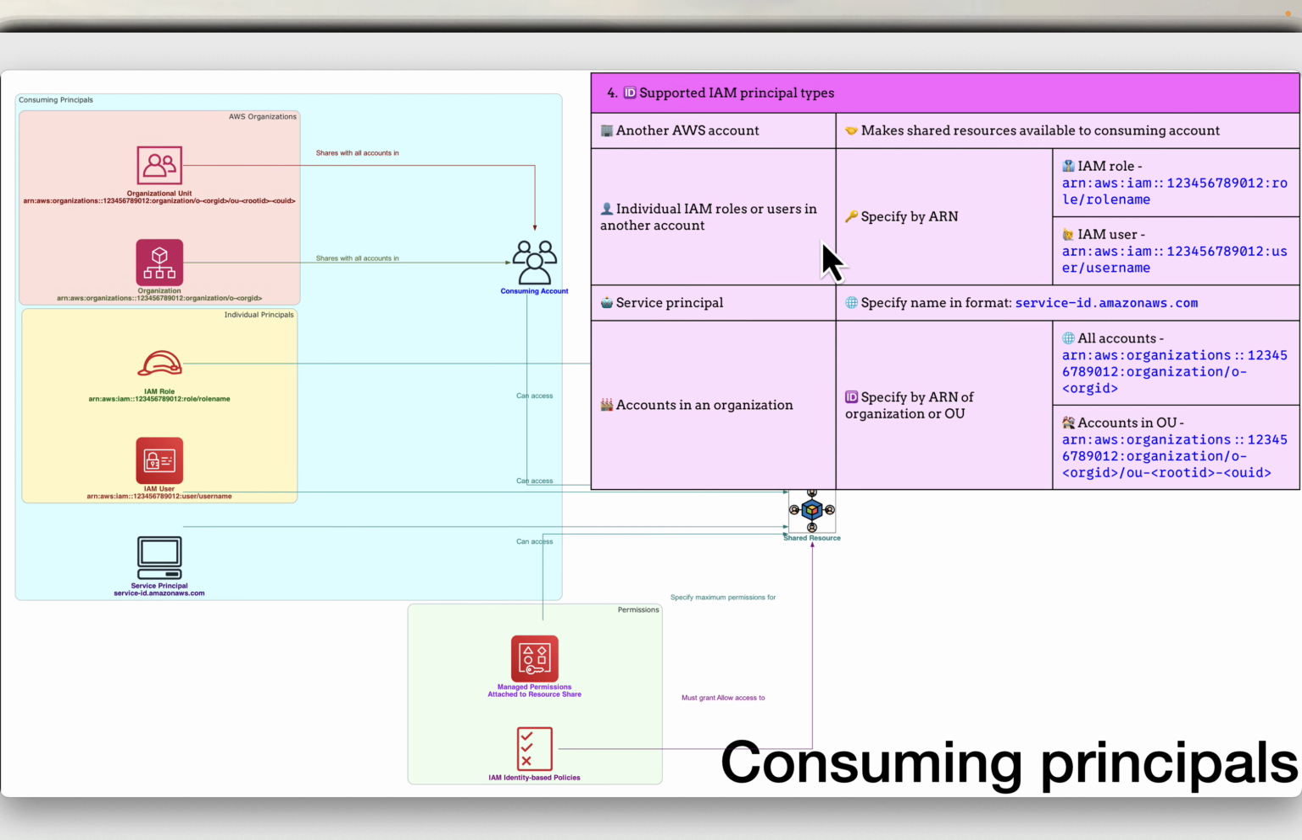So whole account, and if you want specific roles or users, you have to give the account ID and a role name, or if you want to give it to a user, you can just give the account ID followed by user and / username.